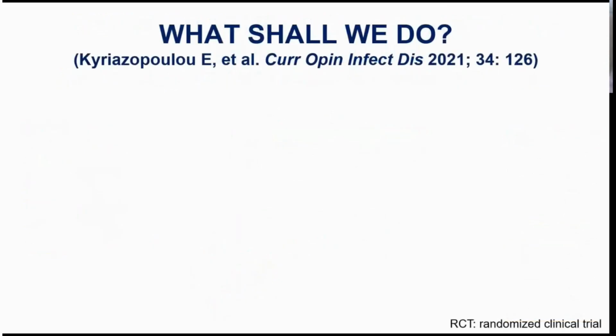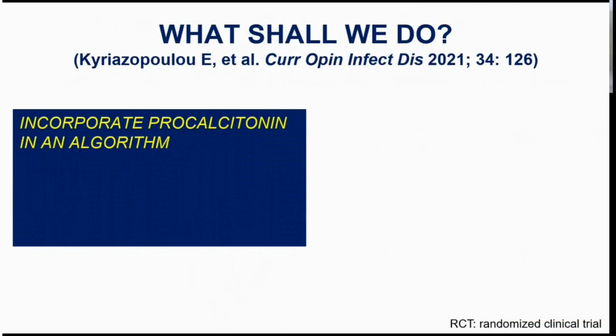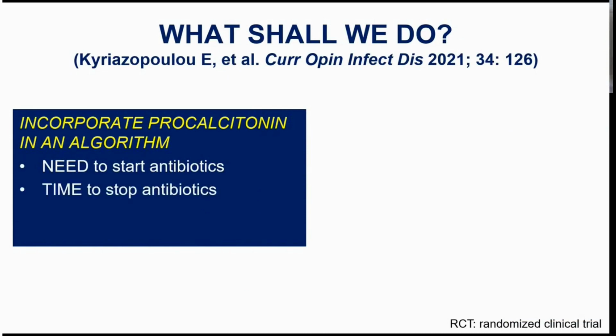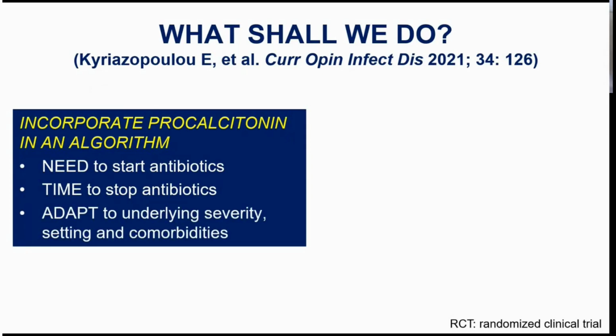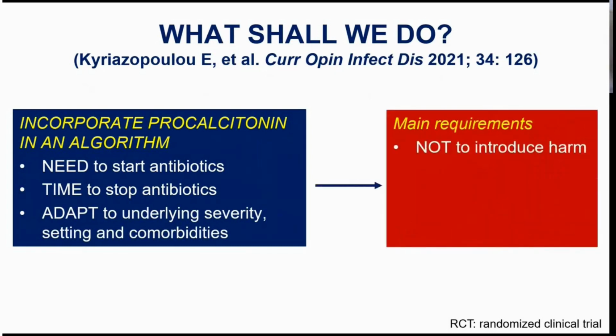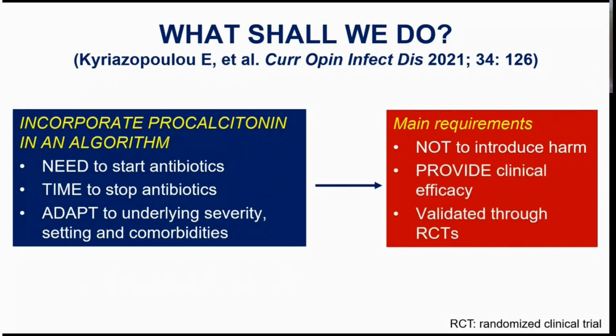What do we need for procalcitonin? We need to incorporate this in an algorithm which tells us if we need to start antibiotics. In case we start antibiotics, which is the correct time to stop antibiotics, and this algorithm needs to be adapted according to underlying severity, settings, and comorbidities. But we can trust such an algorithm, provided that its use does not introduce harm, provides clinical efficacy, and, most important, is validated through randomized clinical trials.